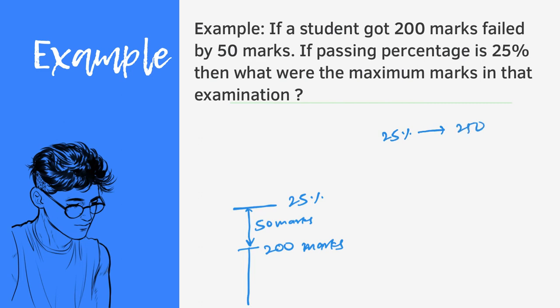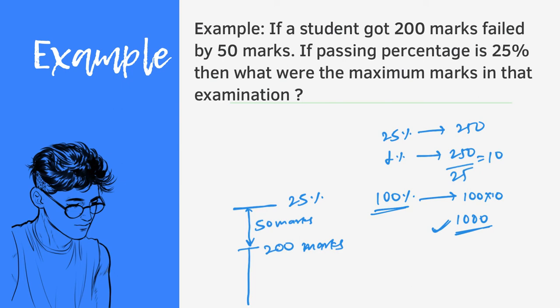How? Because till here the percentage is 25%, and in marks till here is 200, and this gap is 50. So 200 plus 50 is 250. So I can say 25% is equal to 250. So 1% is equal to 250 divided by 25, which is 10. So 100%, meaning total marks, is equal to 100 into 10, equal to 1000. So this is my answer. In both ways you can calculate the answer.